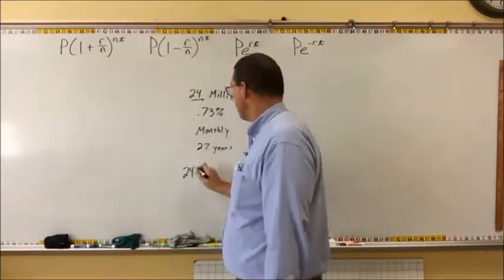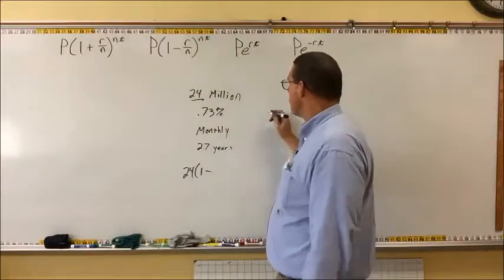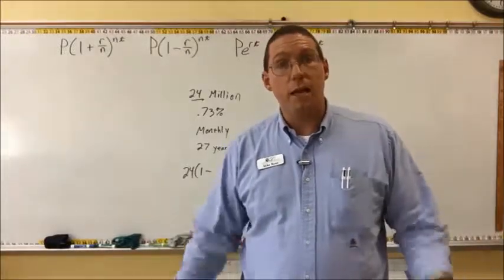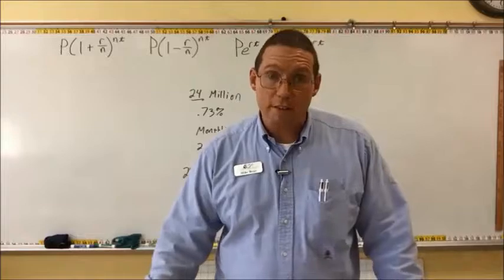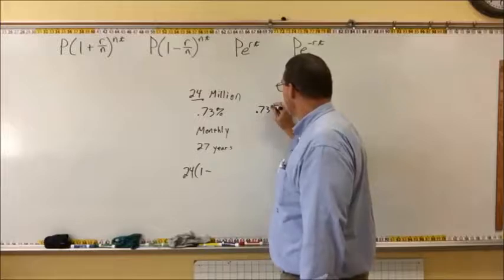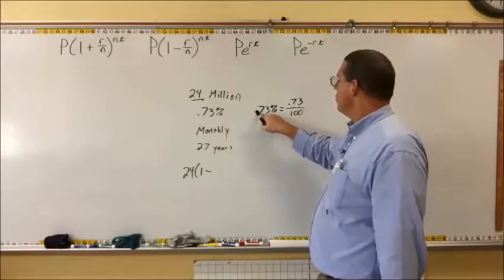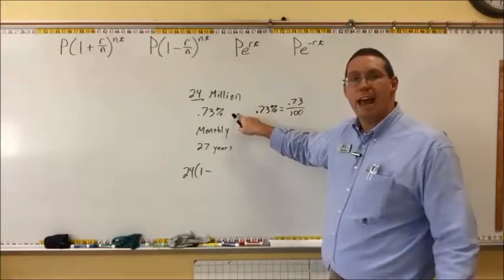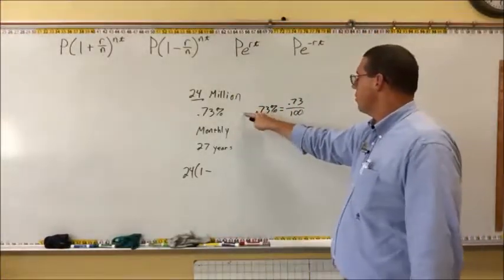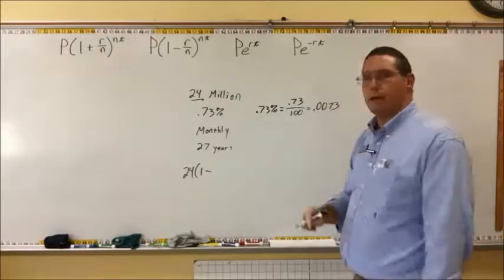So 24 times parenthesis 1 minus the rate r, 0.73%. Now, don't put 0.73, because it's not 0.73, it's 0.73%. You have to divide 0.73 by 100. So 0.73% is equal to 0.73 divided by 100. Also, you could move this decimal point over 2 places and put 2 filler zeros in. Put a 0 here and a 0 here and move this over. And what you're going to wind up with is 0.0073.